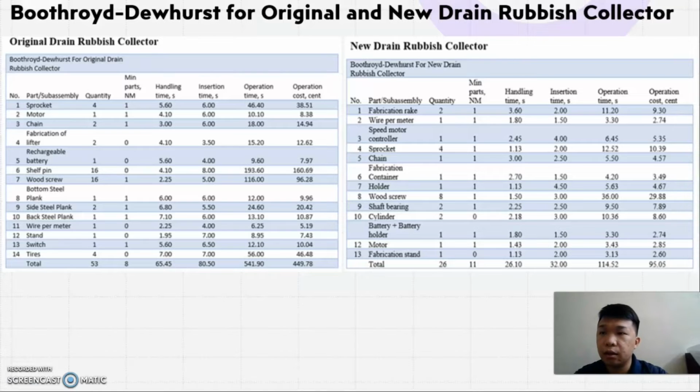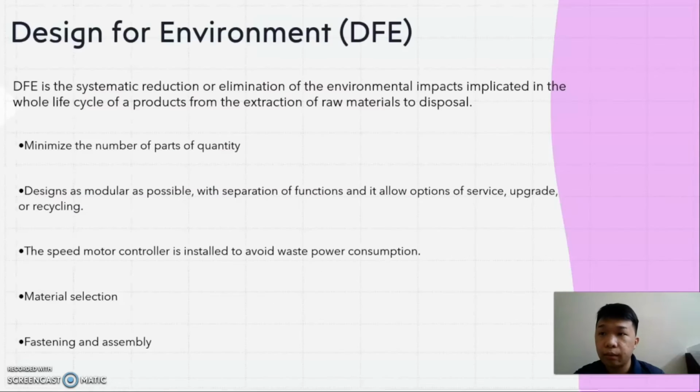Next, the Boothroyd-Dewhurst analysis for the original and new drain rubbish collector. So in the table, we show the quantity of parts, time taken for handling operation, and cost of operation. We do a comparison between both, and the new design has less quantity of parts, less time taken, and cheaper price compared to the original one.